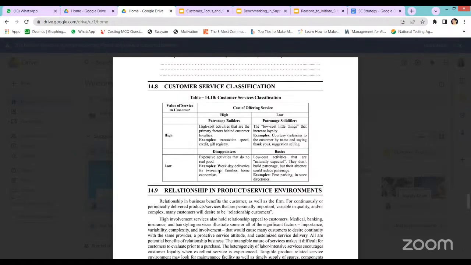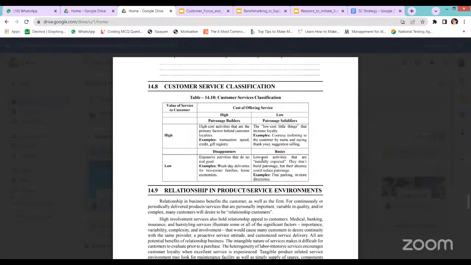Like you do the weekday deliveries and all, but if you don't meet the requirements of the customer, you will have low value disappointers. This cost is from the organization, the cost of offering service. In order to offer a service, what cost is involved?